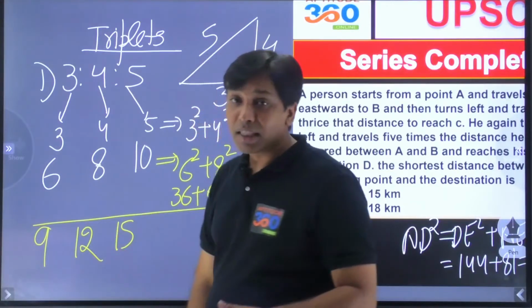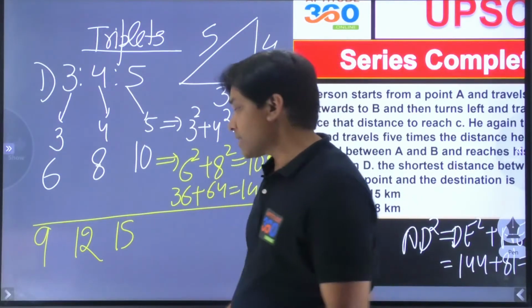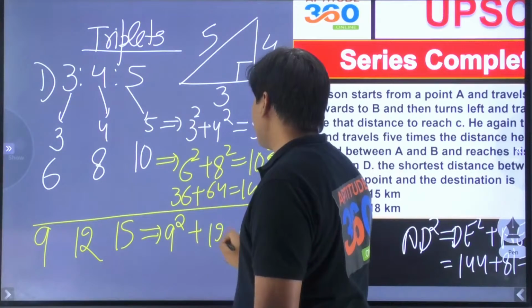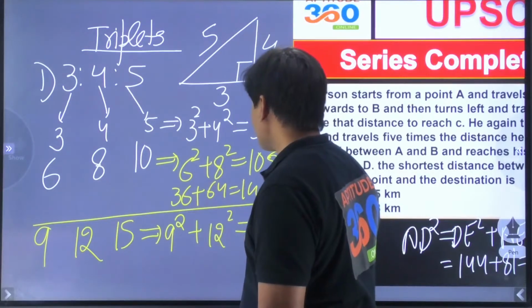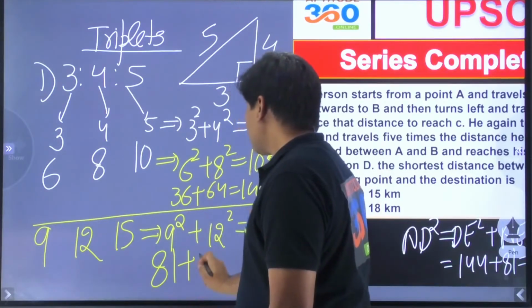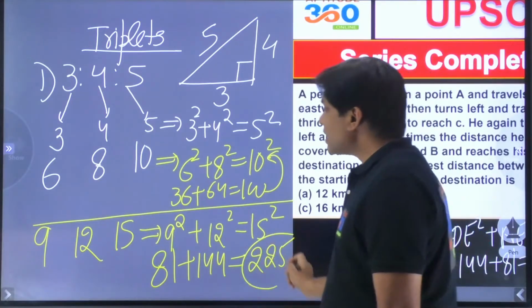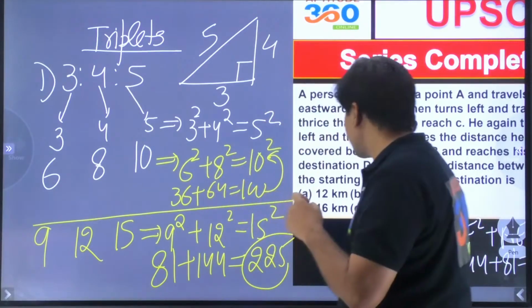Then can I say that 3 into 3 is 9, 3 into 4 is 12, 3 into 5 is 15. Can they also be forming a right angle triangle? Yes, they will be forming. And here 9 square plus 12 square will have to be 15 square. 9 square is 81, 12 square is 144, and this is nothing but 225. And I say that we didn't have to solve it.